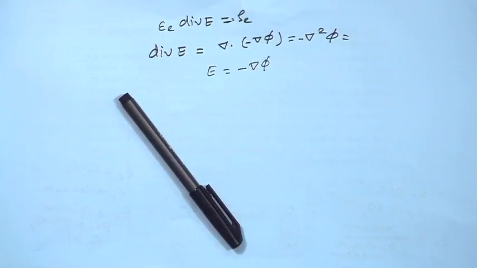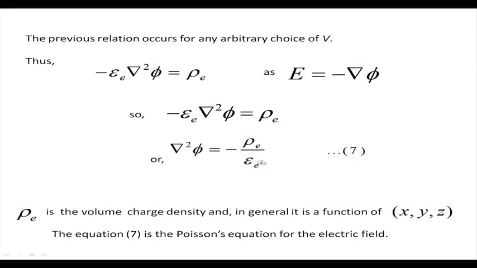Epsilon E is the permittivity of the medium. So, we get a relation for the electric potential with the volume charge density. This is the Poisson equation, of course a non-homogeneous Laplace equation, and this governs the electric potential. That is why this is the Poisson equation for the electric field.